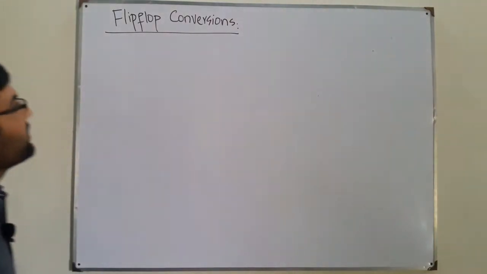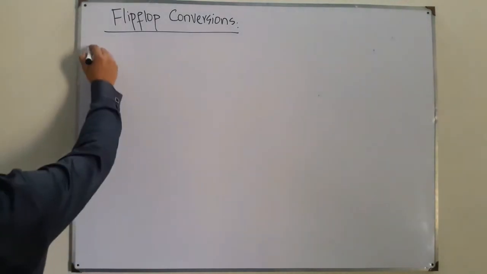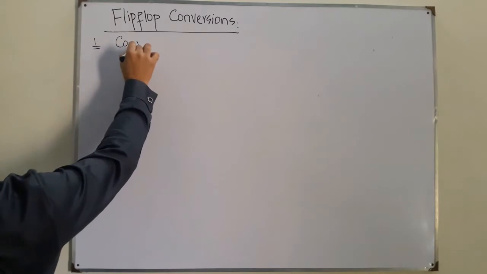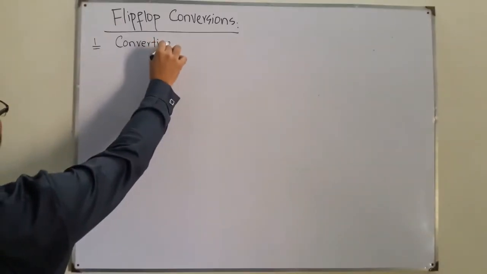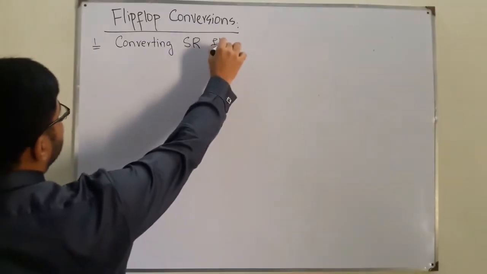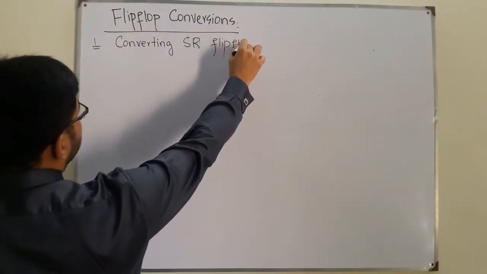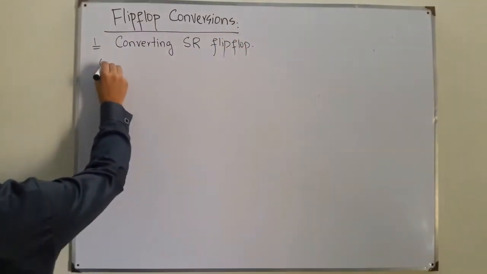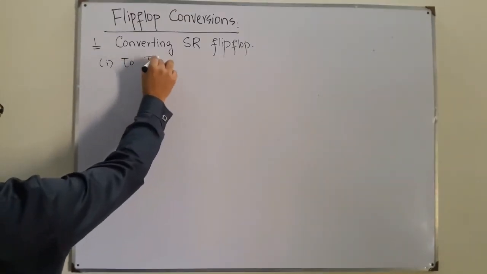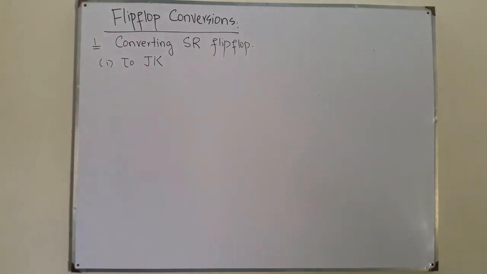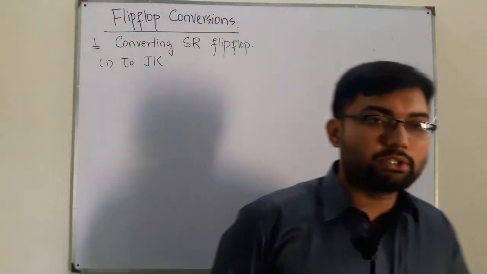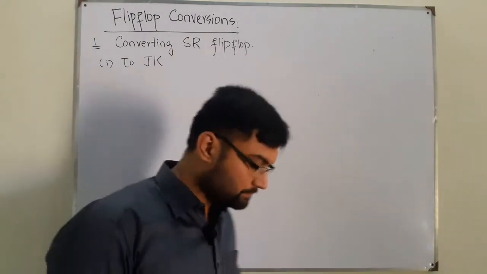Today we see flip-flop conversion. Number one, converting the SR flip-flop. Let this be the heading: Converting SR flip-flop. And let the subheading be, first we convert it to JK, and the JK that we assume in this case is the master-slave JK, so the output will only be toggling, it will not be racing.